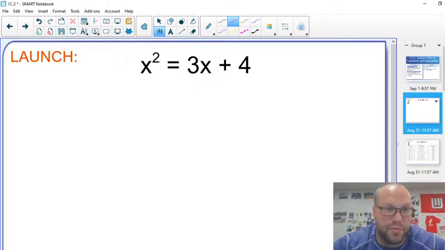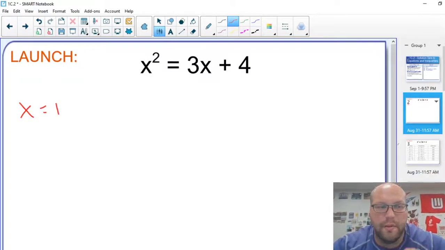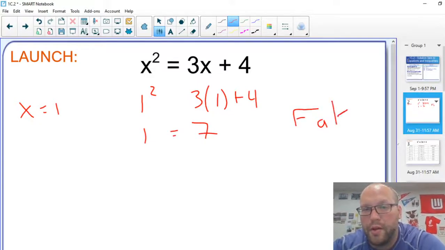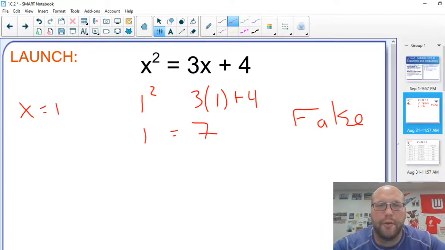I'm just going to spitball here and let's go x equals 1. If x is 1, we have 1 squared equals 3 times 1 plus 4, so we have 1 equals 7, which is a false statement. So the number 1 makes this a false statement. Just like yesterday when we talked about the subject of the sentence can make it true or false, the value of x can make a statement true or false.